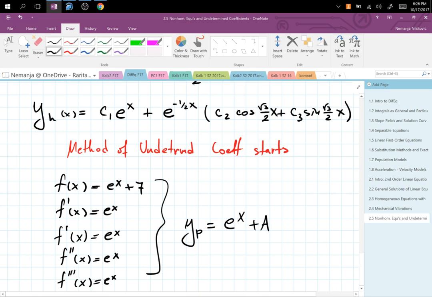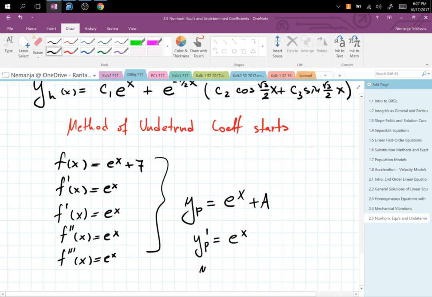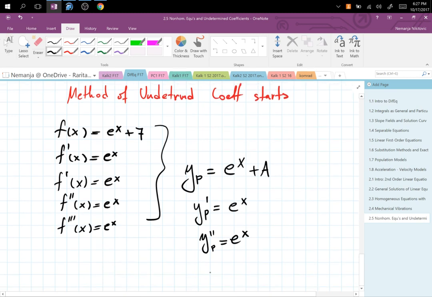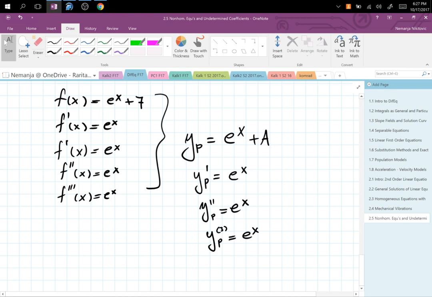And then we take derivatives of this, which is e to the x and another e to the x, to plug them into the original differential equation. No, 3 derivatives, right? The number of derivatives taken here has to match the order of the equation. And now we plug in.